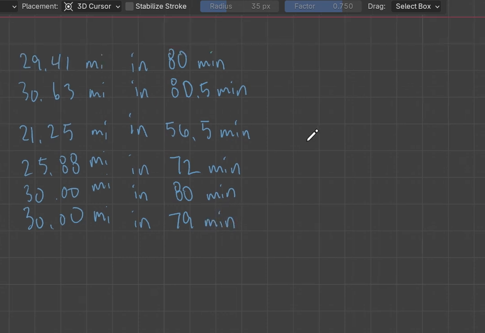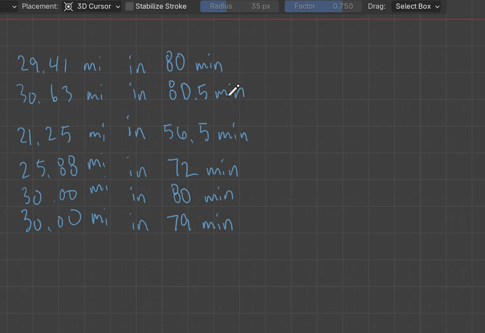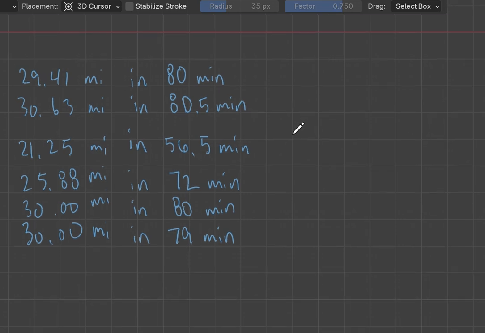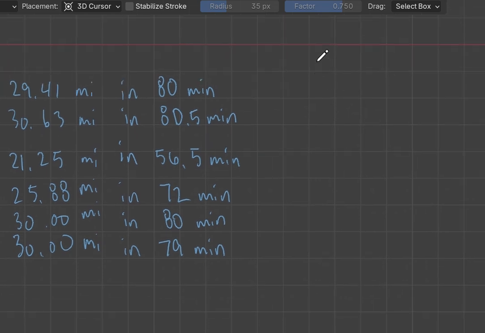So the first thing I want to do is take these numbers and put them into miles per hour. As you can see, sometimes I spent more than an hour. Most of the time I spent more than an hour. One time I spent less than an hour. But I want to do something that normalizes these numbers and turns them just into miles per hour. So what I started to do was to write, for example, 29.41 miles.